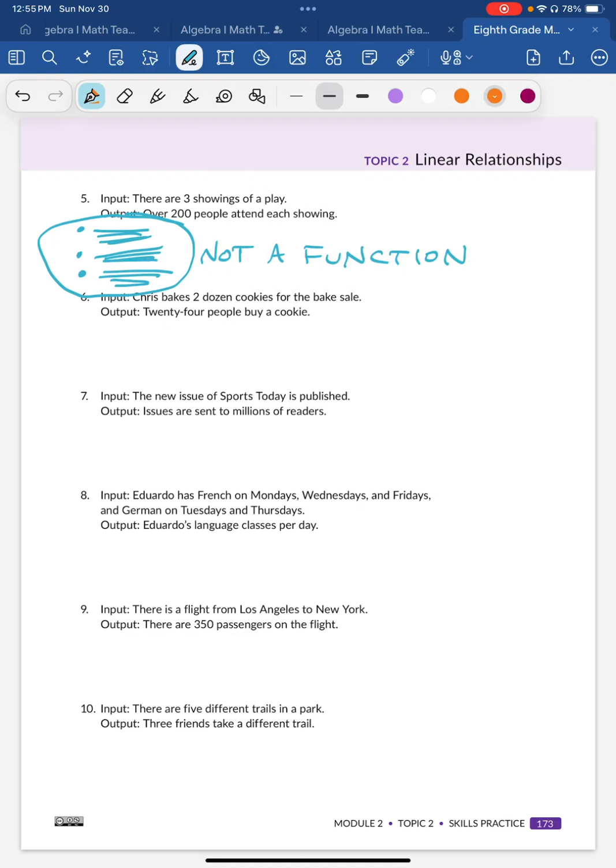Okay. Chris bakes 2 dozen cookies for the bake sale. 24 people buy a cookie. So how much is 2 dozen? 2 times 12 is 24. And then 24 people buy a cookie. So yes, that would be a function. Every person got a cookie. The new issue of Sports Today is published. So one issue sent out to millions, not a function.